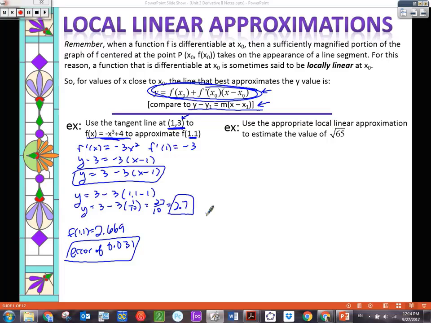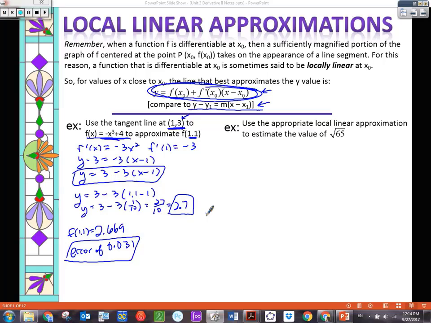Okay, so we think, well, that's okay. It's accurate to the tenths place, but once we get to the hundredths place, we start getting off. So it's an okay approximation.